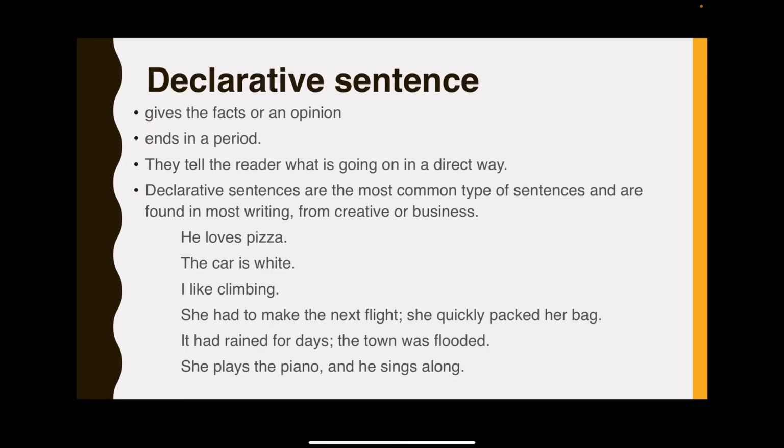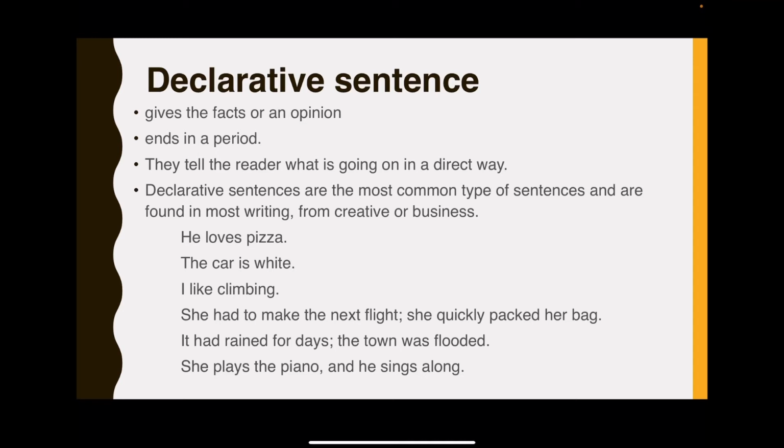The first one, declarative sentence, or to be easy, we can say that is the statement. The declarative sentence is just to give facts or an opinion. That is what we normally use in our daily life, right? To explain, to give an idea, or to discuss. And they normally end in a period, a full stop. They tell the reader what is going on in a direct way.